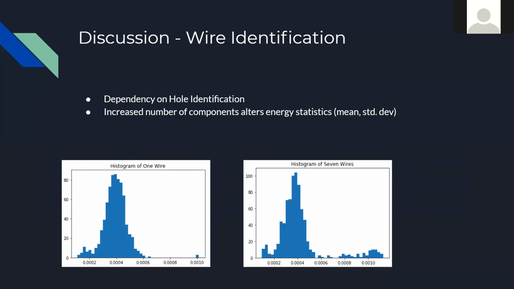You could see the energy near each hole in the histogram to the left. When we have one wire, there is a very clear high energy outlier versus the histogram on the right with seven components. It becomes less clear which holes have wires and which do not.